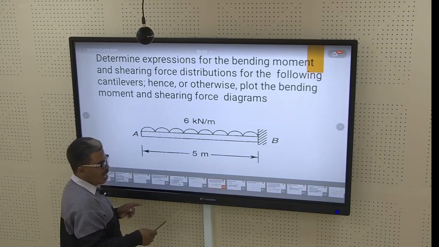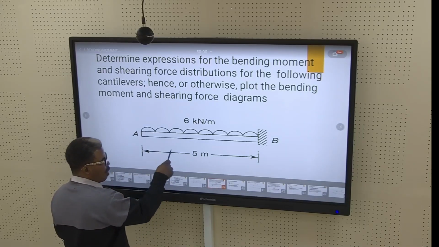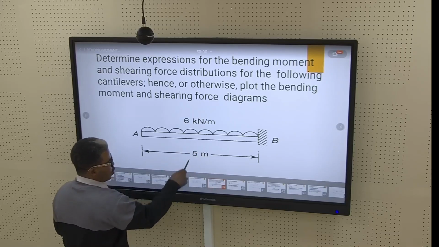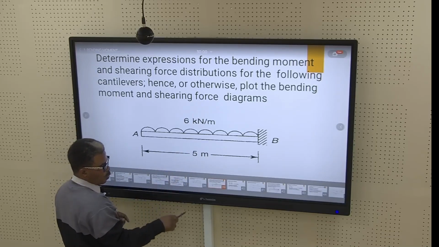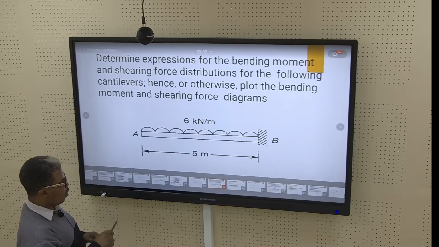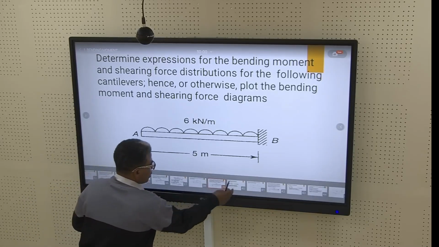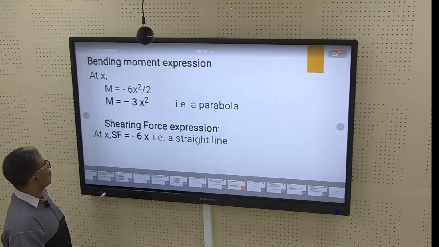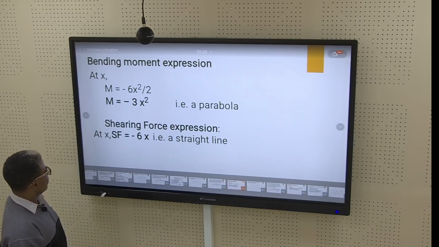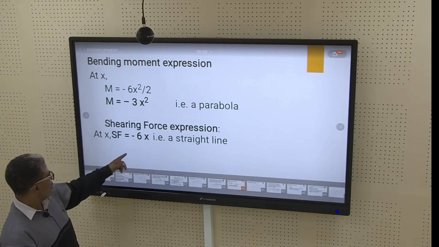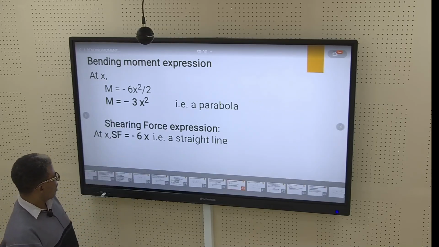Where does it act? It is at half, or at the middle of this beam. So at the middle, we have to take x divided by 2. So the distance becomes x over 2 times 6x. It becomes 6x squared over 2. That's why our case is indicated this way, and the negative is for the direction. The shearing force expression comes as minus 6x, making a straight line.